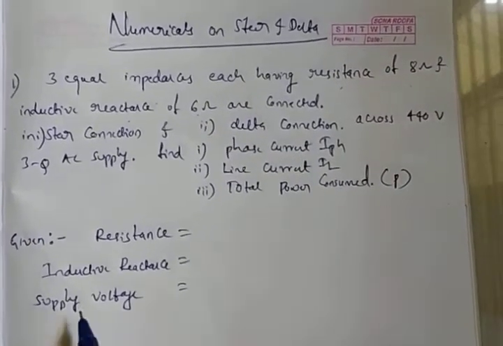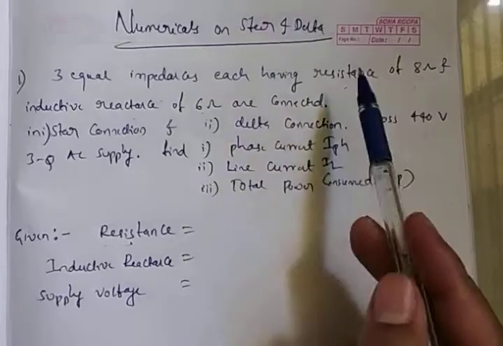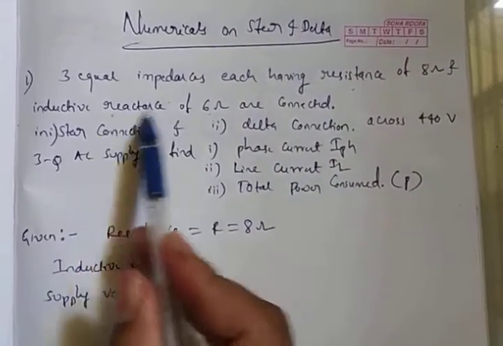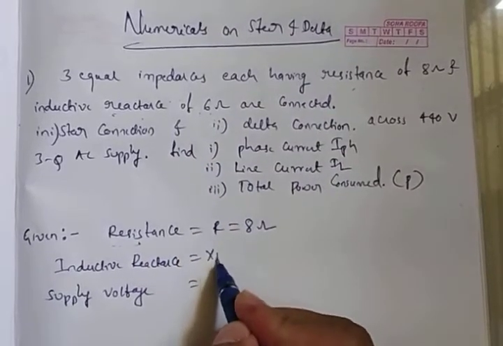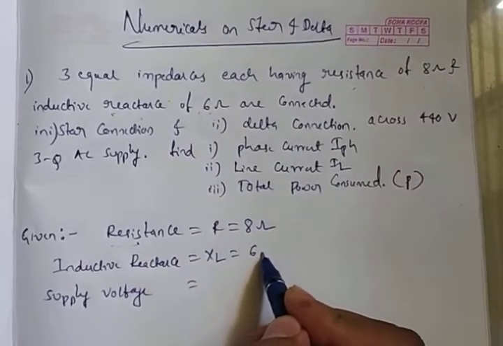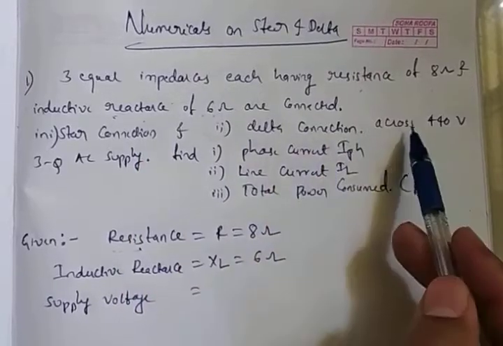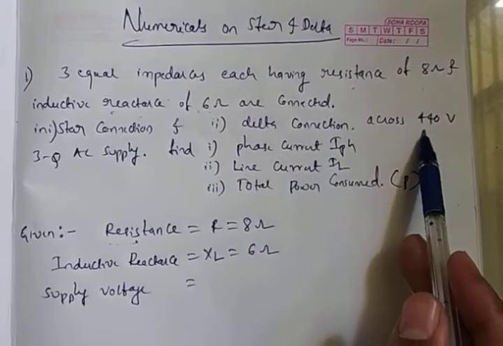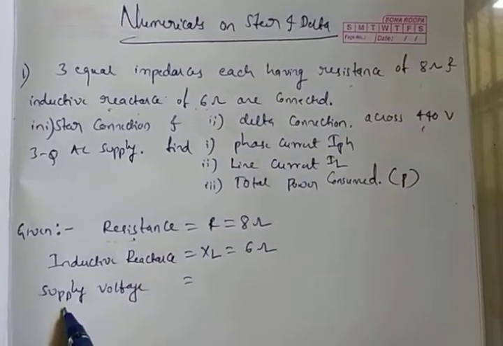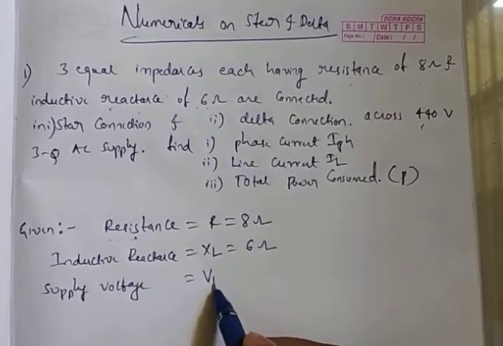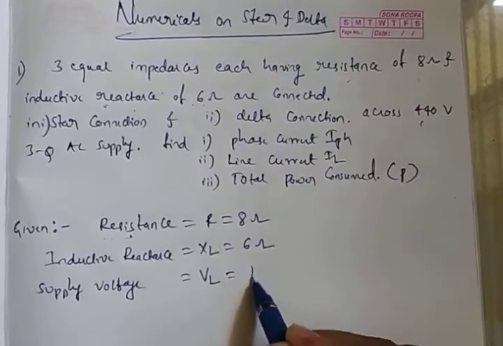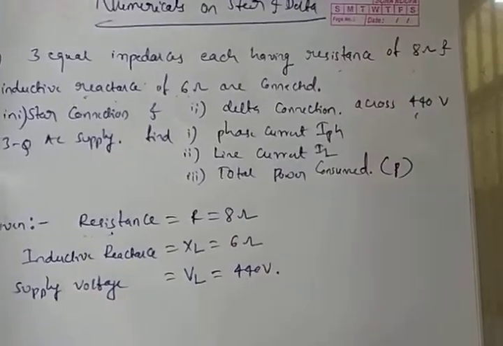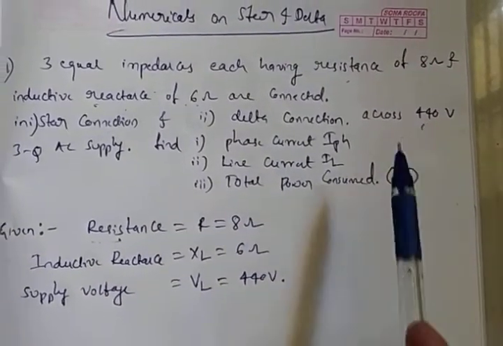So take the given data. Resistance is given how much? 8 ohm, that is R is equal to 8 ohm. Inductive reactance is given, denoted as XL, which is 6 ohm. And across 440 volt supply. Remember, always in the problem the voltage which is given should be taken as supply voltage, that is always line voltage, which is equal to 440 volt, because in star and delta there are two voltages, line voltage and phase voltage. This you can always consider as line voltage.